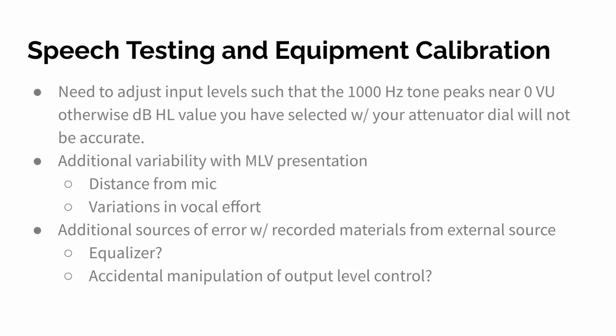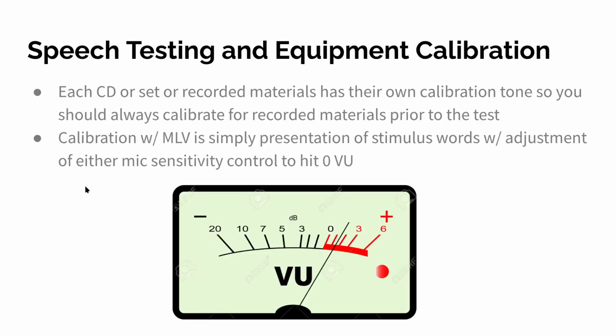Additional sources of variability come from monitored live voice presentation, like the distance that you are from the mic and the variation in your vocal effort, from average vocal effort to raised vocal effort. Additional sources of error with recorded materials come from the external source. For example, if you have it coming from a computer, do you have an equalizer set inadvertently? Accidental manipulation of the output level control, like the volume control on the computer. So those are additional sources of error with recorded materials that you may not always realize.